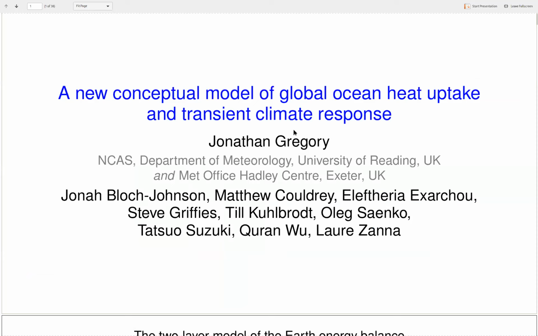I would like to talk about this piece of work, which has been going on for a number of years with various collaborators. It's not published yet, but there is a paper which is complete, and I hope it will be submitted very shortly, in coming weeks. And it mostly concerns ocean heat uptake efficiency, but it also touches on transient climate response.